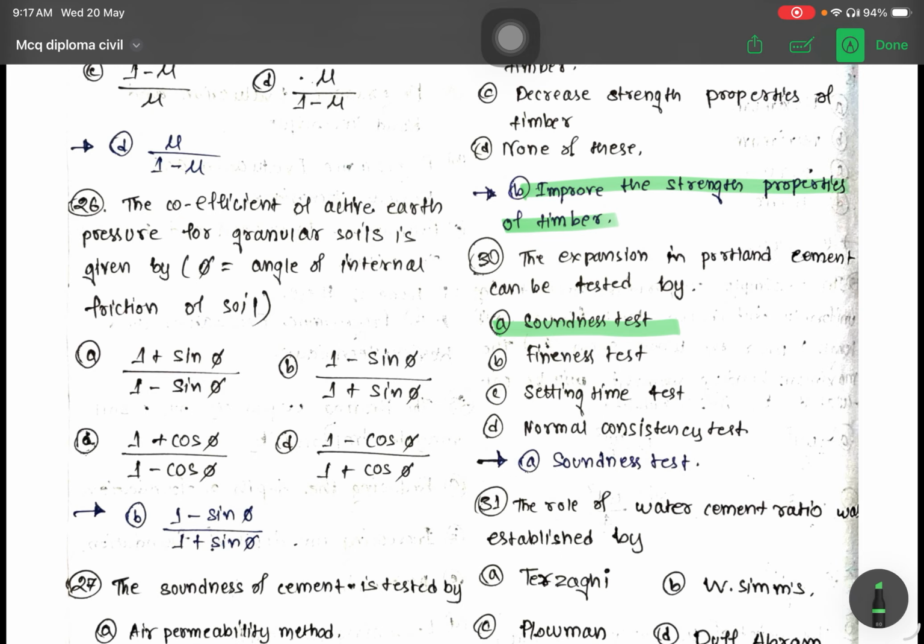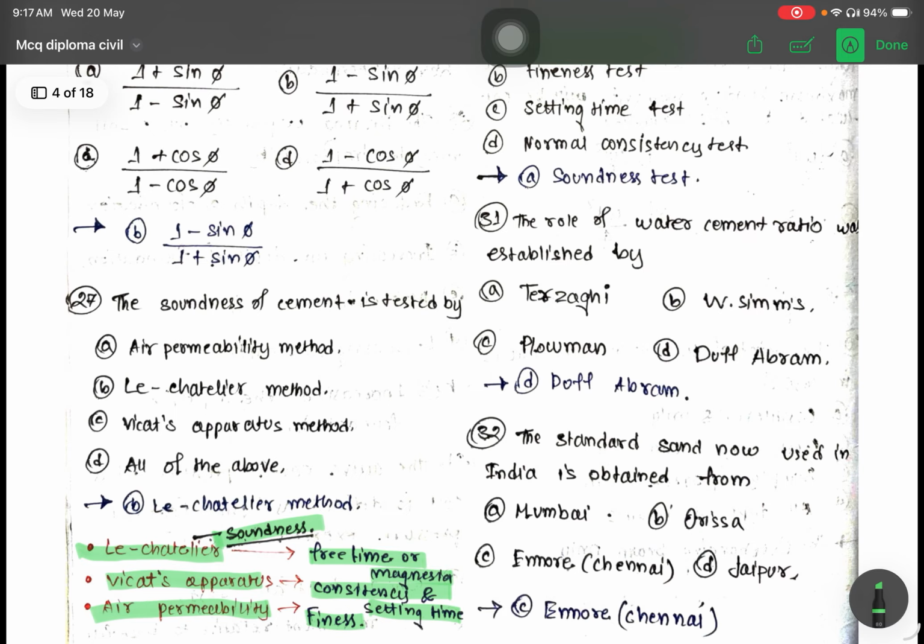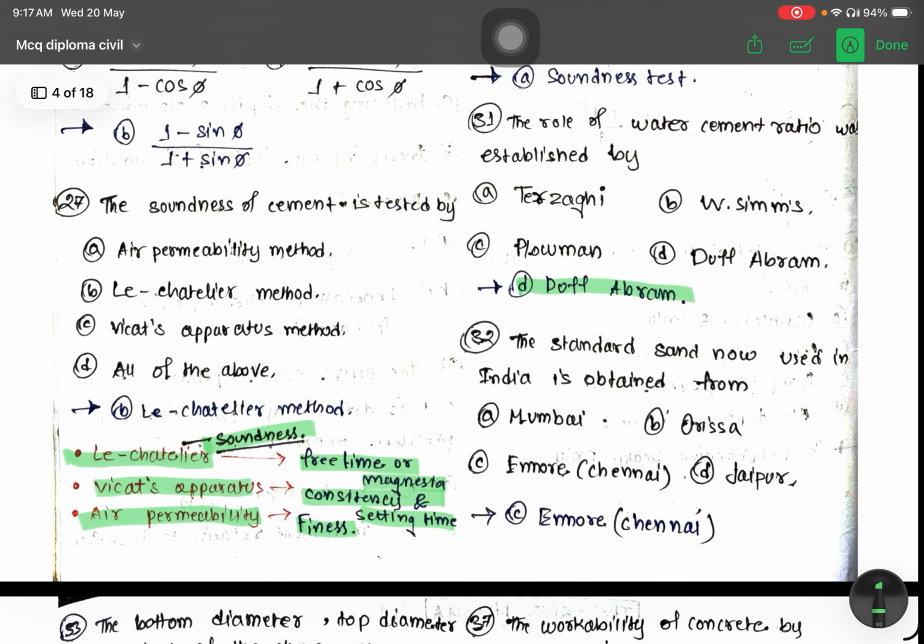The role of water cement ratio was established by Duff Abrams. The standard sand now used in India is from Ennore, Chennai.